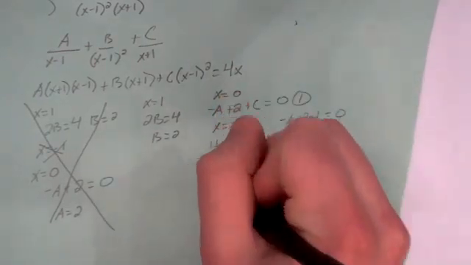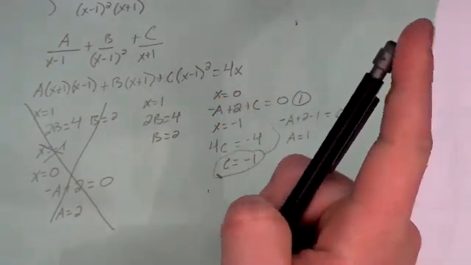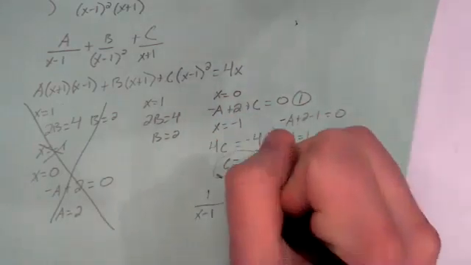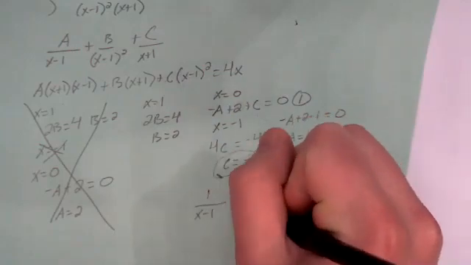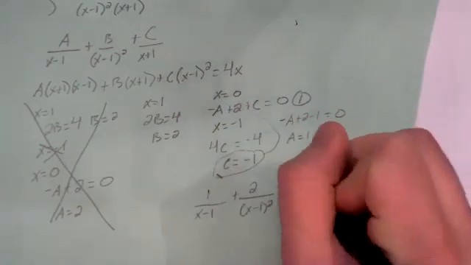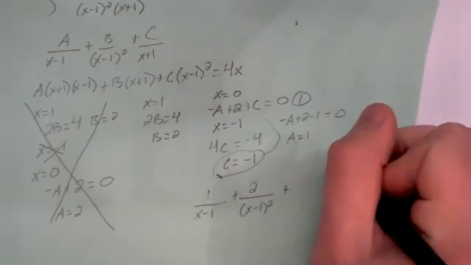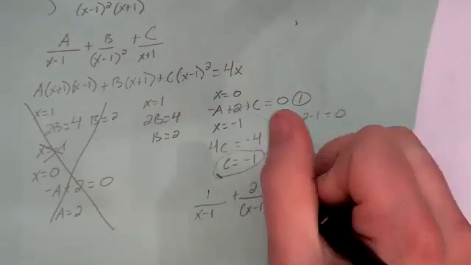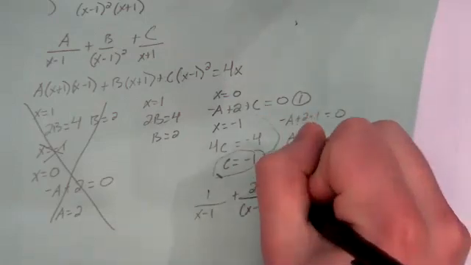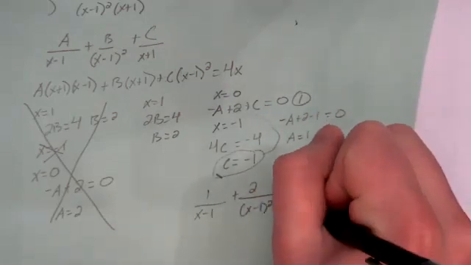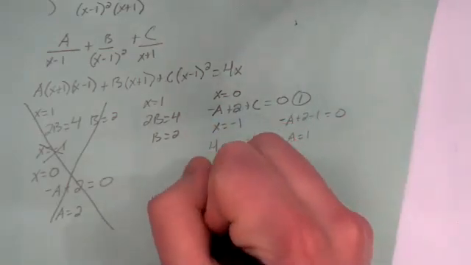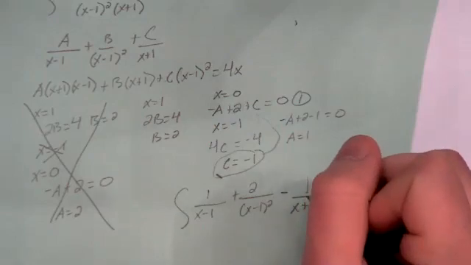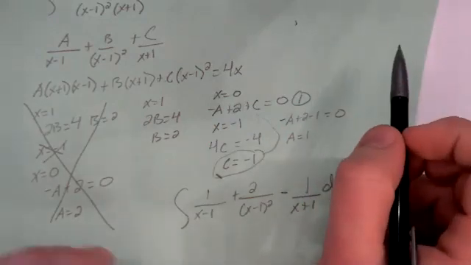So then what we do is take our a, our c, and our b. We get the integral of 1 over x minus 1, plus 2 over x minus 1 squared, plus c, which we said was -1, so that's a minus, -1 over x plus 1, dx. So this looks a lot easier than what we started with up here.